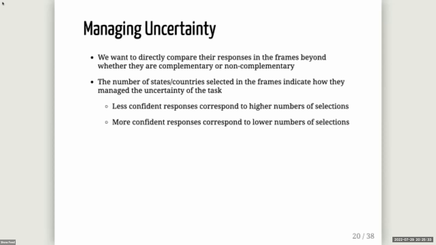So an individual who's pretty confident about where California is located would just select one state. An individual who isn't confident would make a really large selection. So now when I'm talking about the selections for present, we're looking at that area that they selected, and for absent, we're looking at the unselected area that they provided.